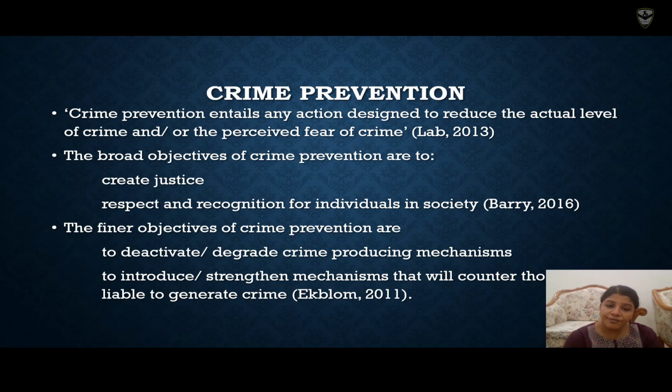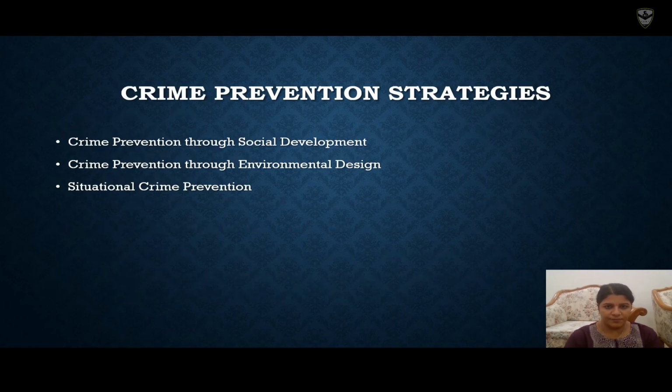The finer objectives of crime prevention are to deactivate or degrade the crime producing mechanisms. Here, crime producing mechanisms refers to the criminals as such, or the group of criminals who together commit a crime. The next objective is to introduce or strengthen mechanisms that will counter those liable to generate crime. So basically, through crime prevention, you try to strengthen mechanisms such that crime won't be generated in the future.